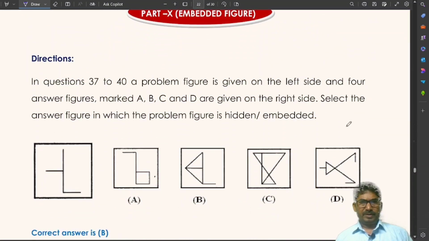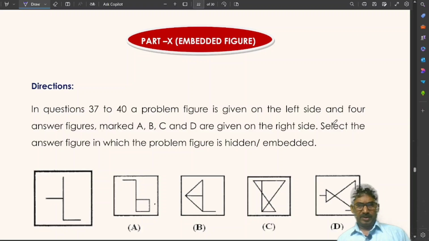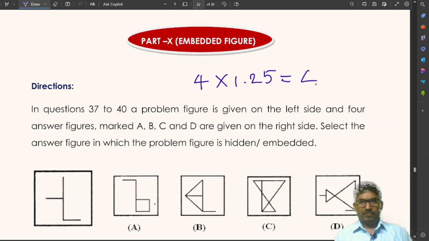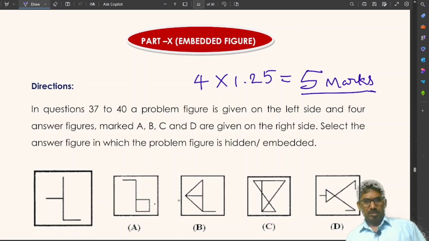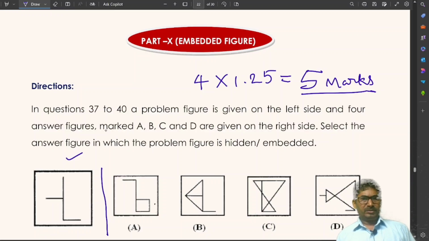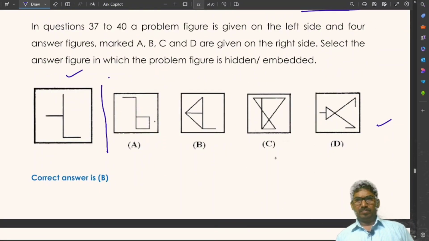Next, part 10, embedded figures. From this part we get 4 questions. Each question carries 1.25 marks, so totally 5 marks we get in this part. Directions. In questions 37 to 40, a problem figure is given on the left side, like this. And 4 answer figures, marked A, B, C and D, are given on the right side. Select the answer figure in which the problem figure is hidden or embedded.